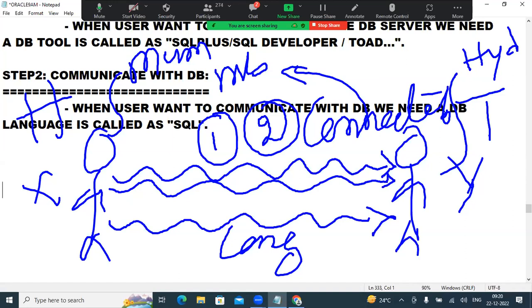So what do we do here? If he wants to send some request, he sends the request in which format? Hindi. Yes or no? In the format he wants to insert.